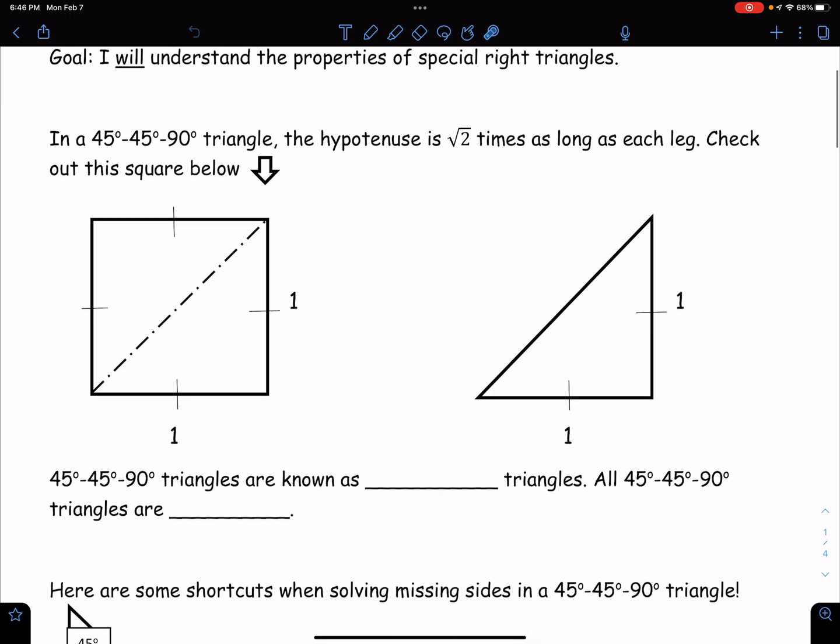There's two types of triangles that we're going to need to know today. The first one's called a 45, 45, 90 triangle. It says that the hypotenuse is the square root of 2 times as long as each leg. Check out the square below.